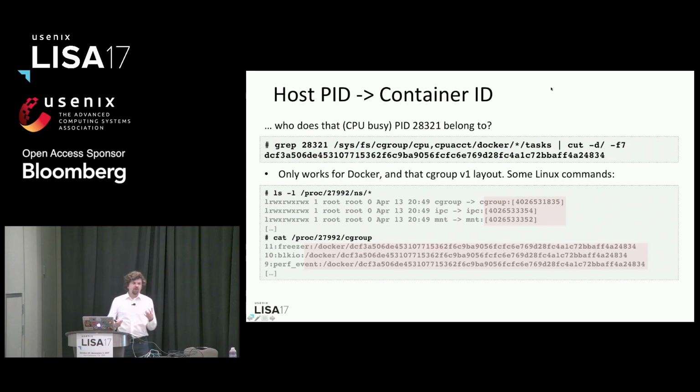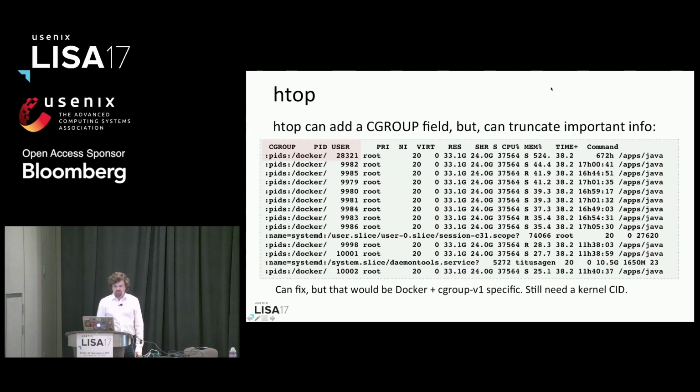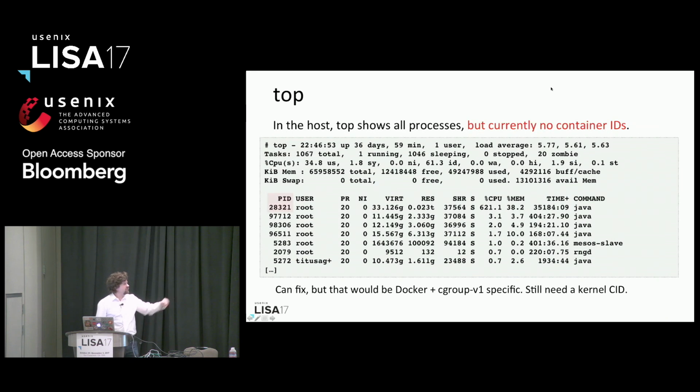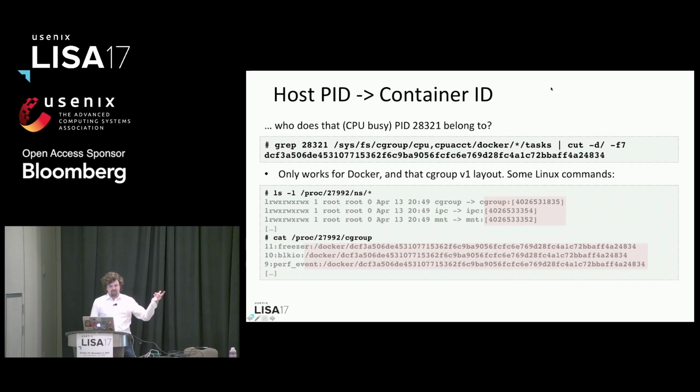Also from the host, how do I go from the host process ID to the container process ID? So I know that this process, which I just saw in top, process ID 28321, is consuming a lot of CPU. I'm running this on the host. Who does that belong to? I can grab that in sysfs cgroup, and then for the CPU cgroup, docker star tasks. And it says this UUID is that process ID. This is dependent on how Docker is creating and using those cgroups, so that can actually change. And it's only working for that cgroup version 1 layout as well. At least there's a way to do it.